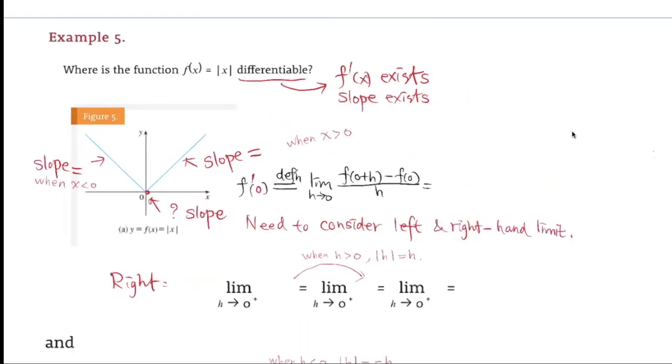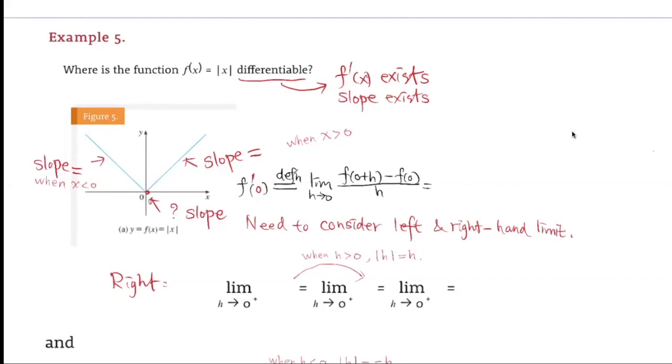Example 5. Where is the function f of x equal to absolute value of x differentiable? Now, to be differentiable means the derivative exists, or the slope of the tangent exists, right? So let's graph this absolute value function. We remember it is the V shape, right?